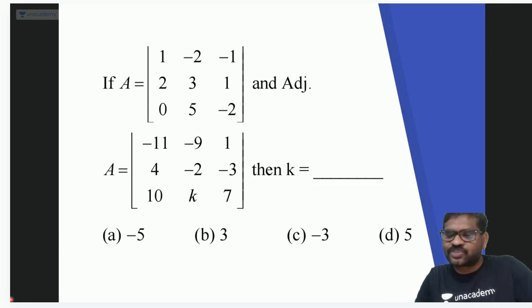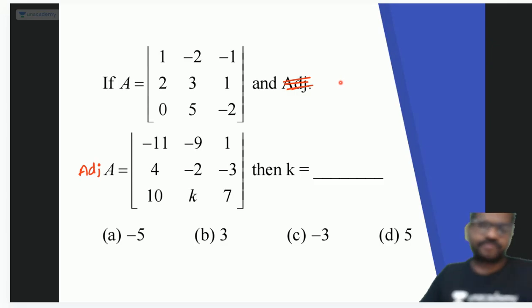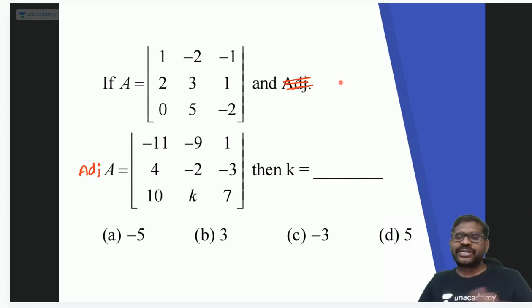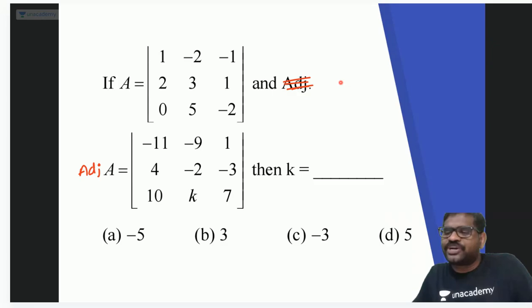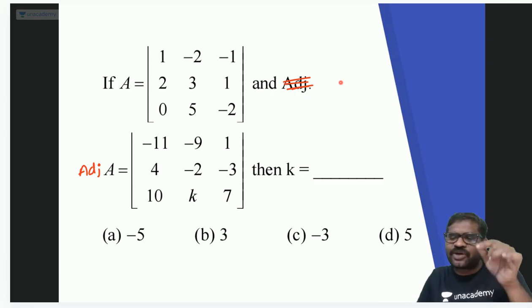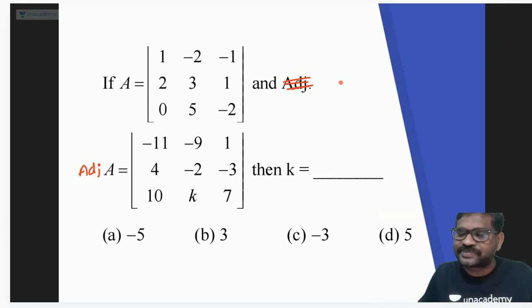Matrix A is provided, adjoint of A is also provided. A is given and adjoint A is given. We have to find out the unknown value K. What is the value of K? Observe here. Yesterday I explained the concept. What is adjoint of A? Adjoint of A is nothing but transpose of cofactor matrix.